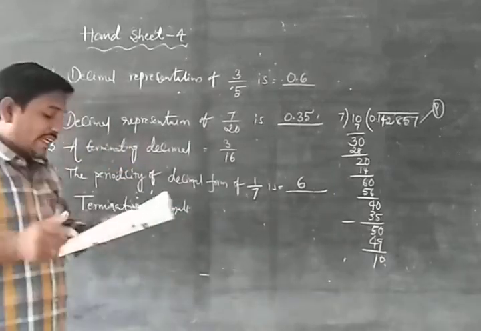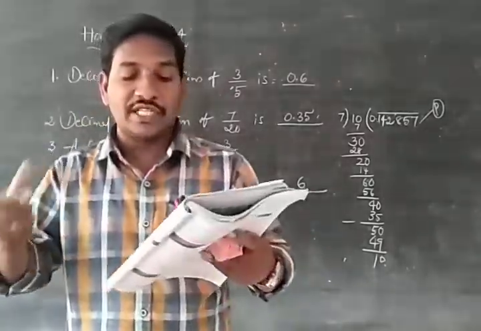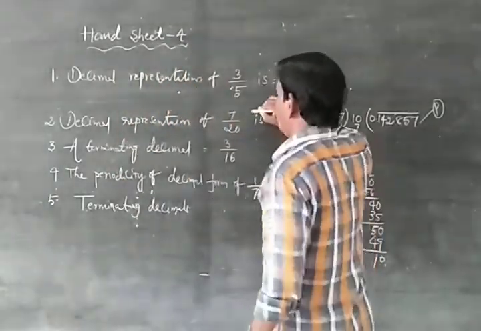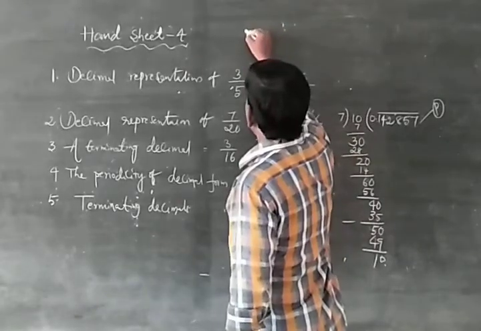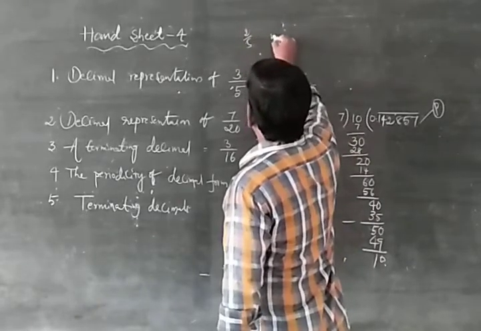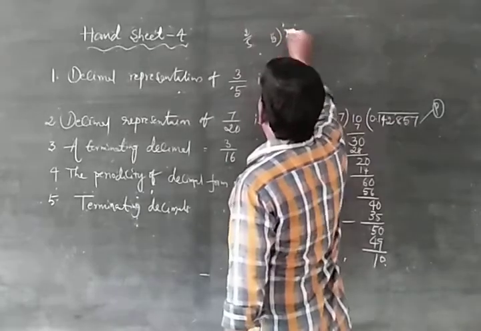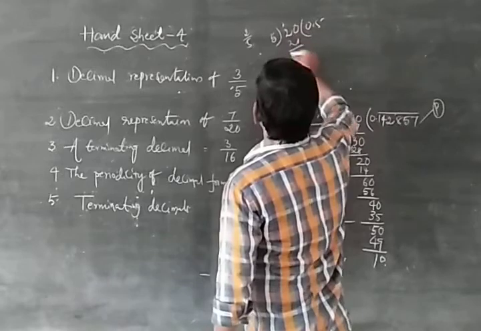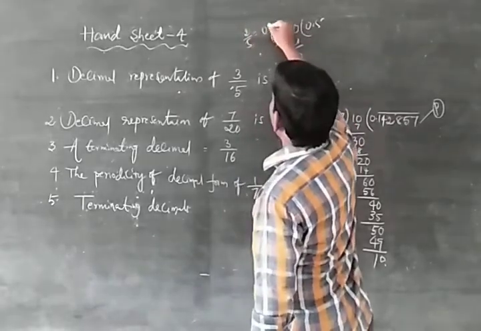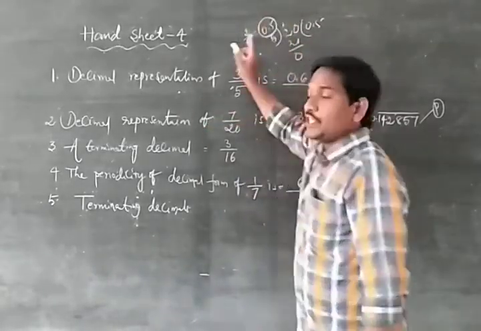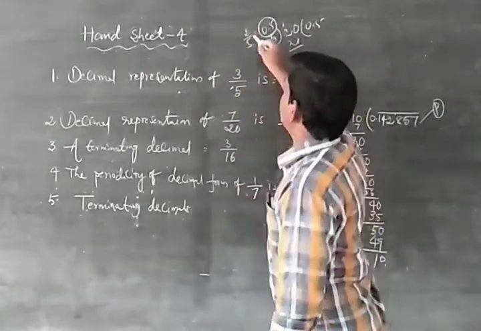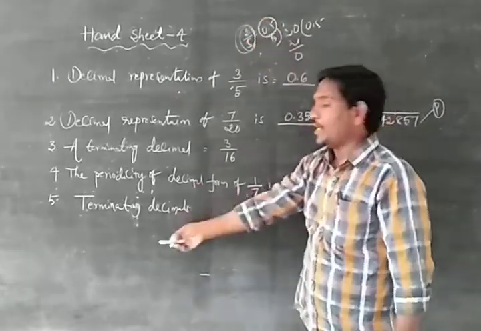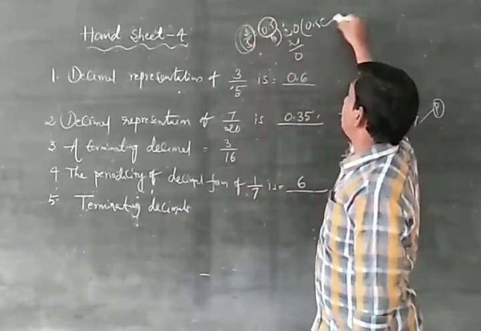While converting a rational number into decimal, the division terminates. For example, 2 by 5: 2 divided by 5 is 0.5. So 2 by 5 equals 0.5. It terminates. This type of rational numbers are called terminating decimals. Okay, this is a terminating decimal.